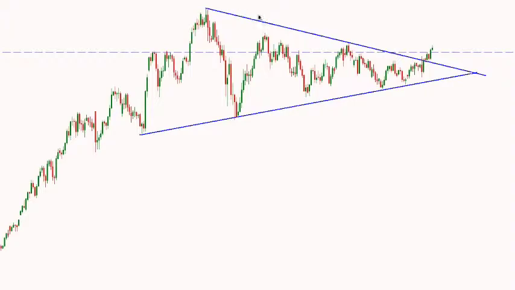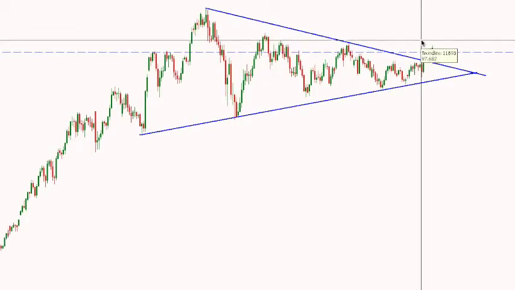So what we have here is Japanese yen, and after very long consolidation we finally broke out of this flag formation, and it actually looks like the trend is going to continue, and if we trade this pair, we are definitely going to go long.